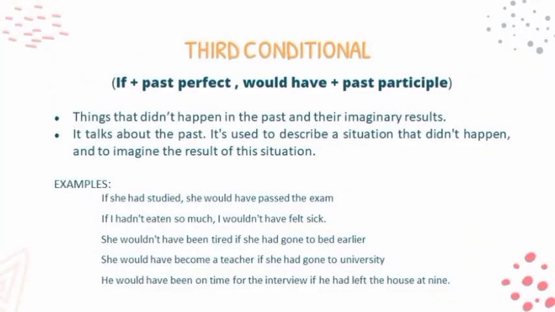And the last one is the third conditional. We make the third conditional by using the past perfect after if, and then would have and the past participle in the second part of the sentence. It talks about things that didn't happen in the past and their imaginary results. It talks about the past. It is used to describe a situation that didn't happen and to imagine the result of this situation.